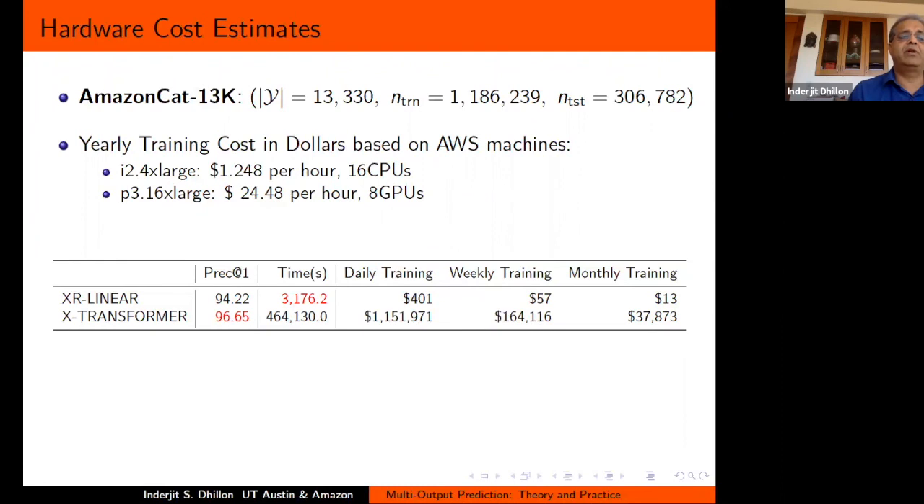So what we did over here, now XR-Linear, we can actually train it on a CPU machine. So we have times over here given on an AWS machine with 16 CPU cores. And for XR-Transformer, we have a P3 machine with 8 GPUs. And a P3 machine does cost quite a bit more, $24 per hour, as opposed to $1.25 for this CPU machine. So even though the precision of the XR-Linear is slightly worse on this data set, if you now start looking at the cost associated with training.